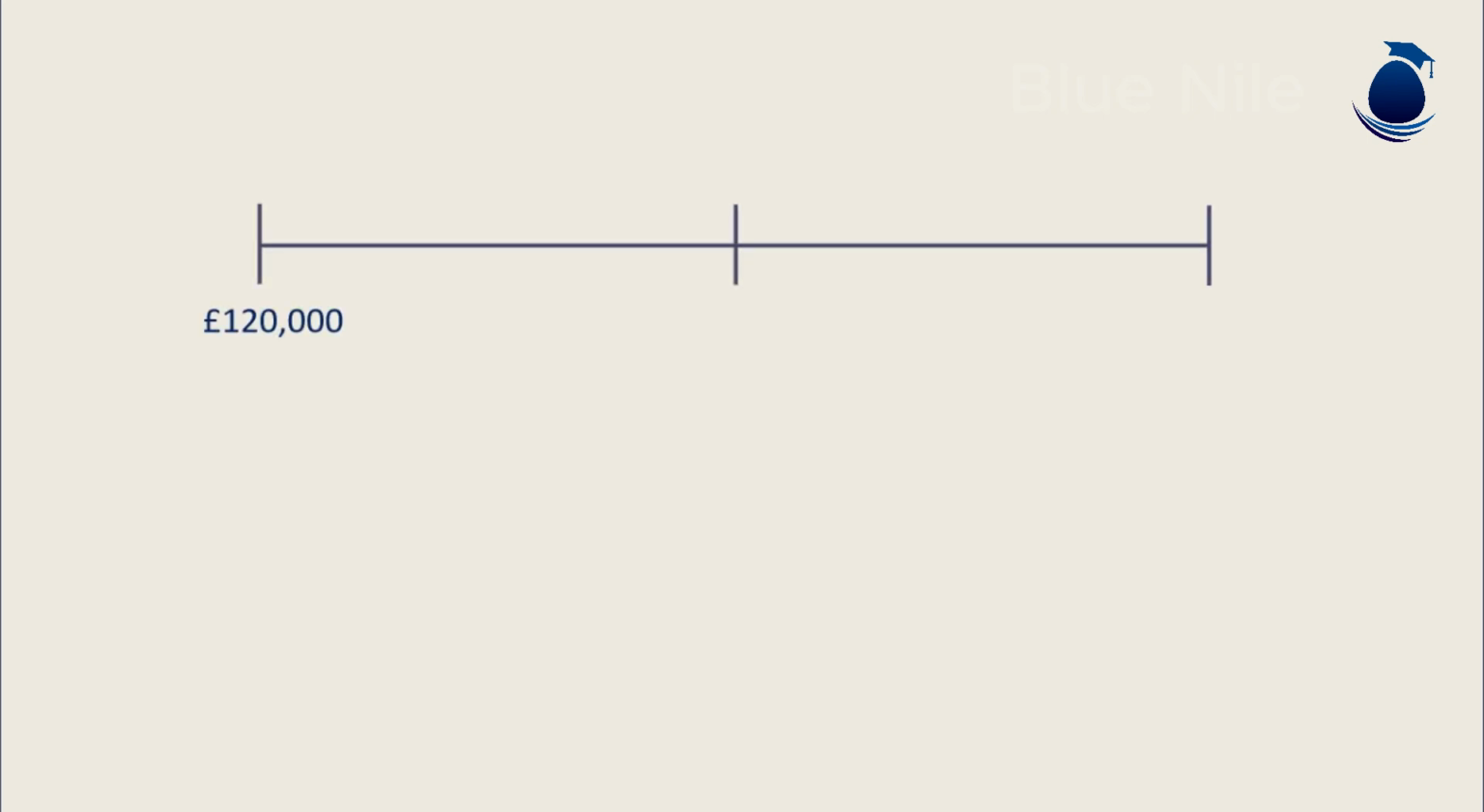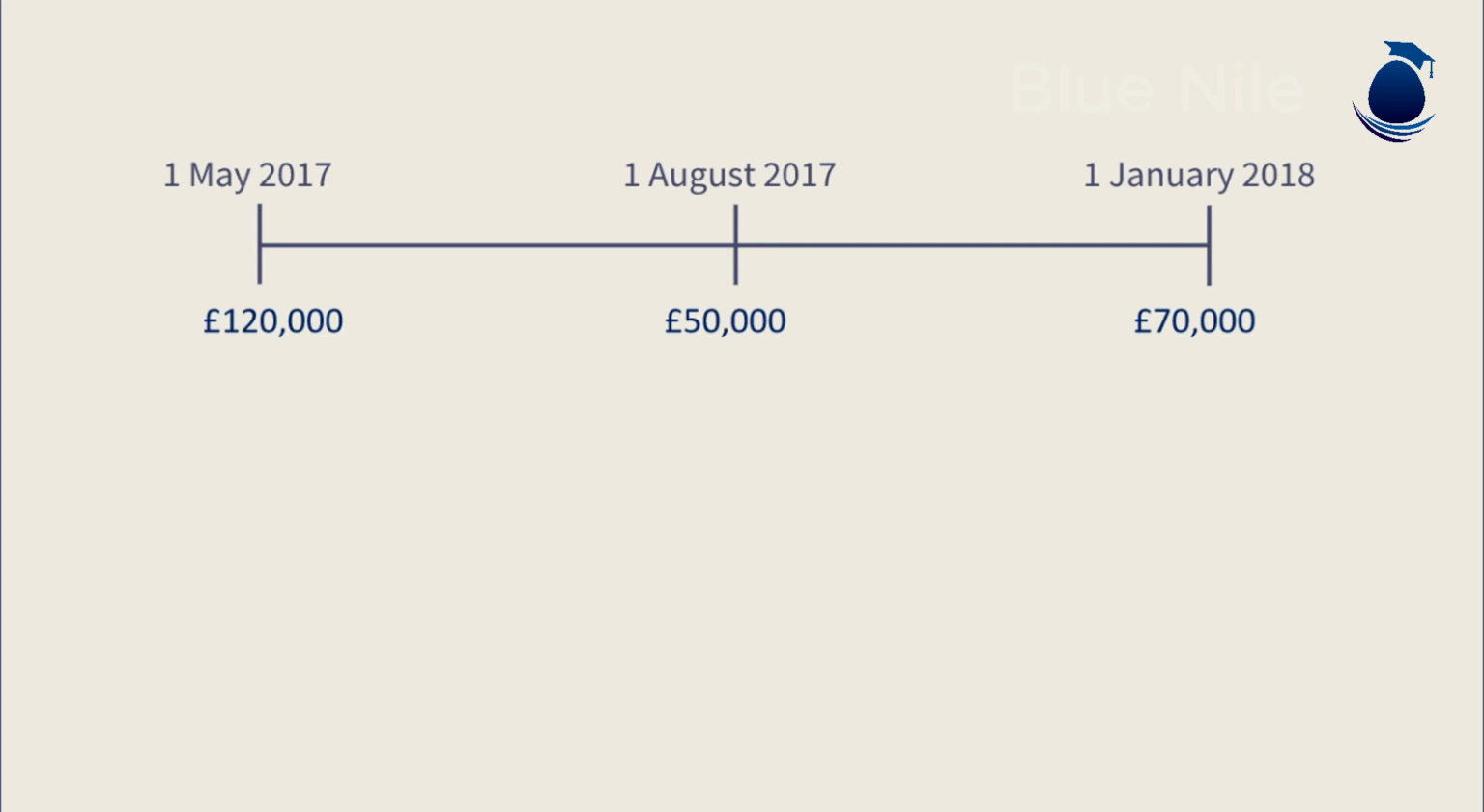Now let's consider a slightly different example. Bob was loaned £120,000 by his employer on the 1st of May 2017. He made a repayment of £50,000 on the 1st of August 2017, and then repaid the rest of the loan on the 1st of January 2018.